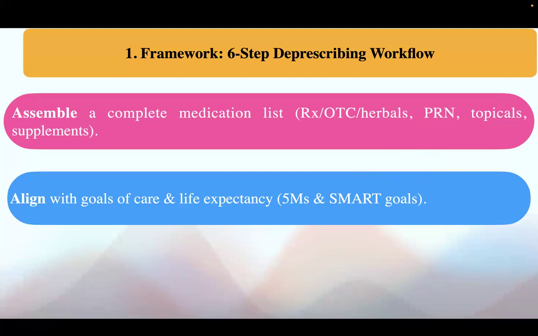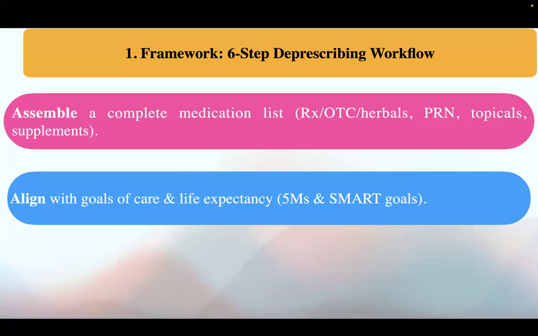SMART goals are nothing but a goal-setting method to make plans very clear and measurable. S stands for specific, clear and well defined. So if you are planning, for example, to reduce nighttime falls, that is my goal. So S is a specific goal. M is measurable, that means you can track the progress. For example, reducing from 3 bottles per month is measurable. That is M.